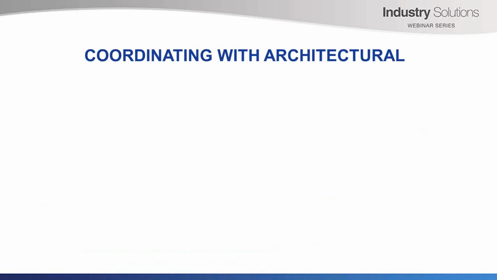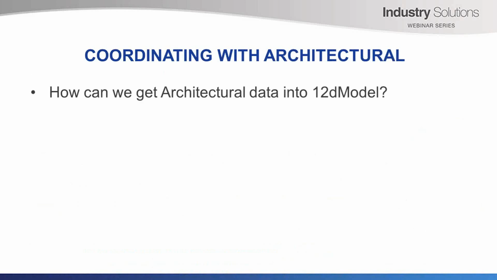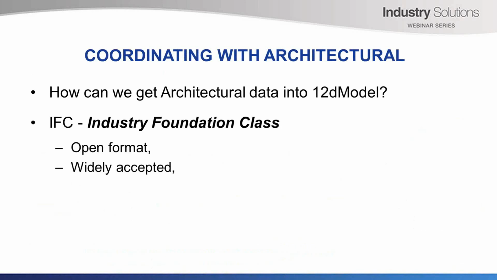Coordinating with architectural data. So how can we get architectural data into 12D model? The most common format now is the IFC file, the Industry Foundation Class. It's open format and it's widely accepted. And it looks something like this. But what does the model actually look like? Let's have a quick look at a file.